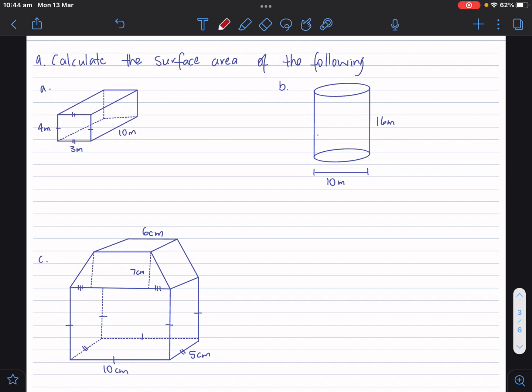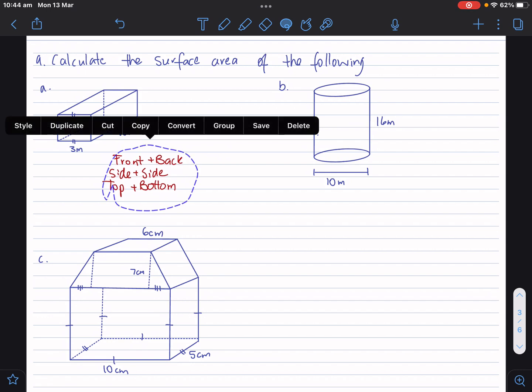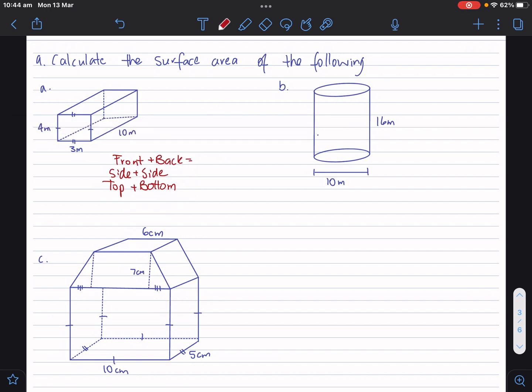So if I look at this shape here, I have a front, and the back is the same as the front, so I can do those together. I have a side, and the other side, they're identical. And I have a top and a bottom, and they're identical as well. So if I use this structure and calculate each shape, I can find the total surface area.